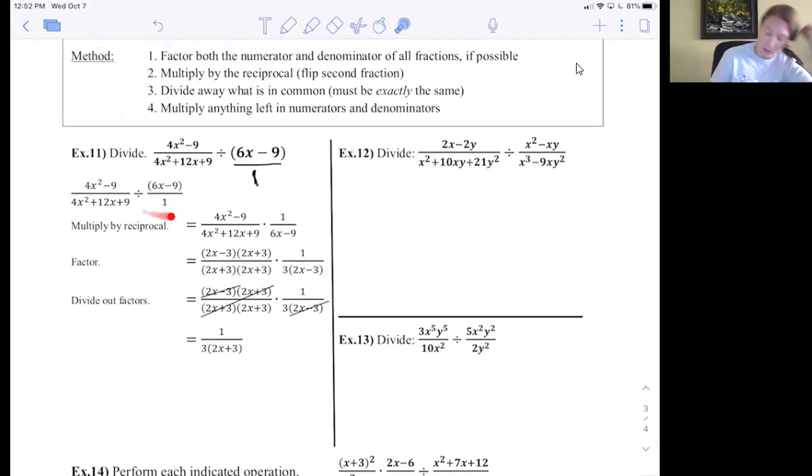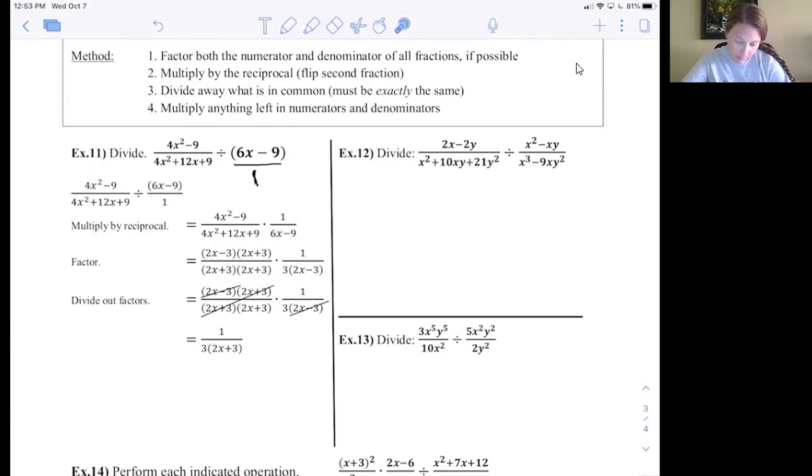The reason you do that is because to divide two fractions, the best thing is to multiply by the reciprocal. So all you're doing is that first fraction is going to stay the same, and then you're going to multiply instead of divide, and you're just going to flip the fraction upside down. So now the 1 is on top and the 6x minus 9 is on the bottom. Then from there, you're just doing the same thing. So they just factored this out, and they get left with this.